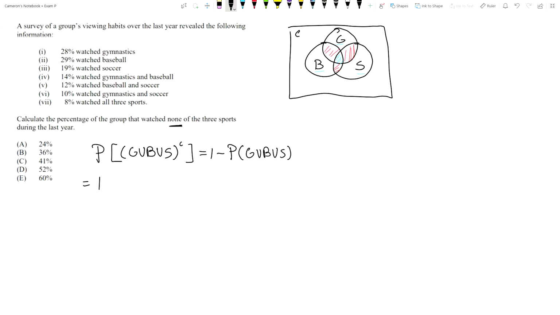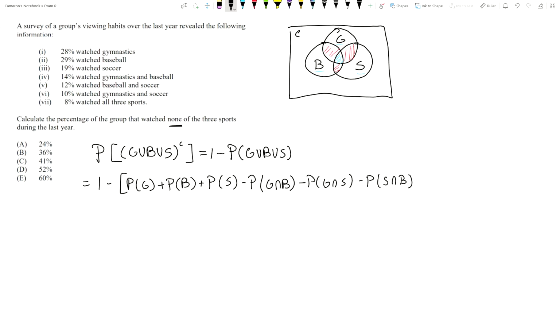So that's going to be the same as 1 minus probability that someone watched gymnastics, plus probability that someone watched baseball, plus the probability that someone watched soccer. Now we're going to minus out the intersection, so that's the probability that someone watched gymnastics and baseball, minus the probability that someone watched gymnastics and soccer. Then again, minus the probability that someone watched soccer and baseball. Now we have to add in the last piece. So that's the probability that someone watched soccer and baseball and gymnastics.